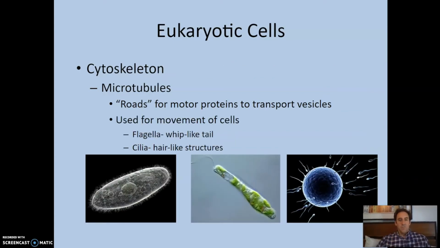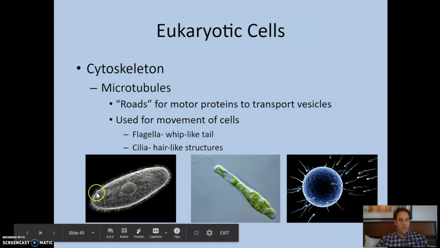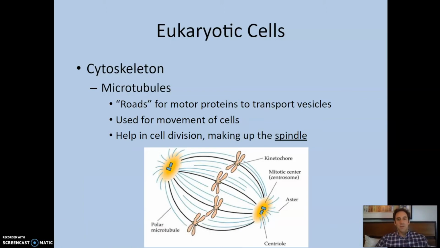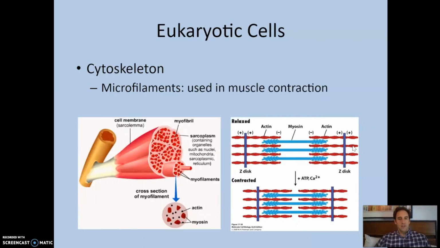They're also used for the movement of cells. So you're probably familiar with the flagella of a sperm cell, this whip-like tail that powers it through. And then other cells have what are called cilia, which are these little hair-like structures that surround it. And then microtubules also help in cell division, making up something called the spindle. And that's something that will come up later on in this course as well. So microtubules do a lot of things.